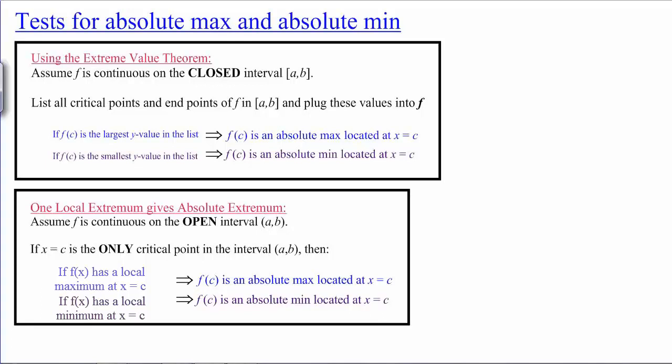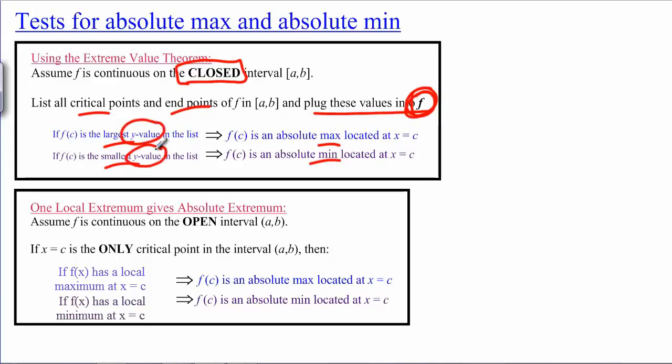So to review, we now have multiple tests for local maxes and mins and also for absolute maxes and mins. For absolute maxes and mins, we have the extreme value theorem if you're on a closed interval. If you're on a closed interval, then you're guaranteed to have an absolute max and min, and it has to occur at either the critical points or the endpoints. So all you do is plug all these values into the original function f. The biggest is your max, the smallest is your min. Biggest y value, smallest y value.